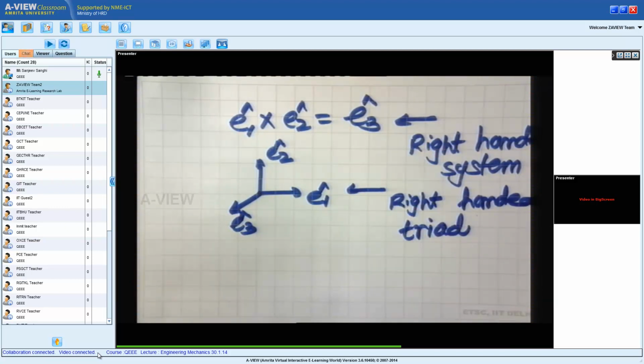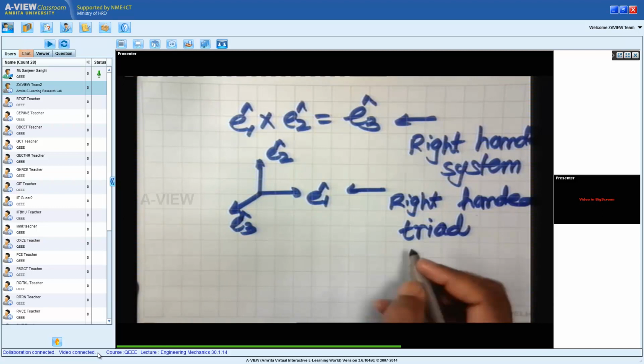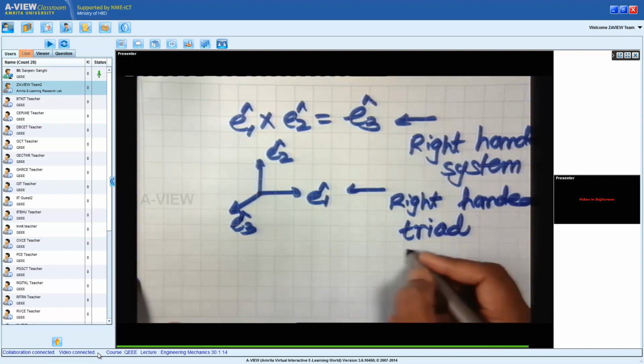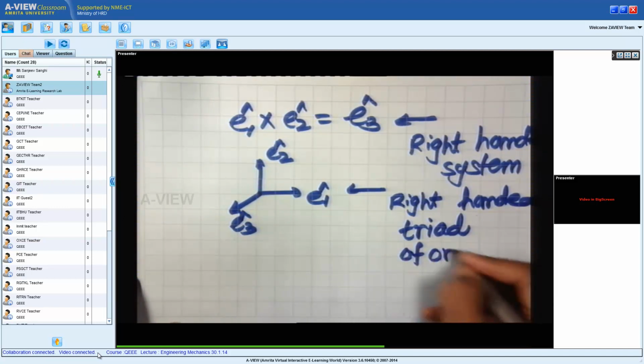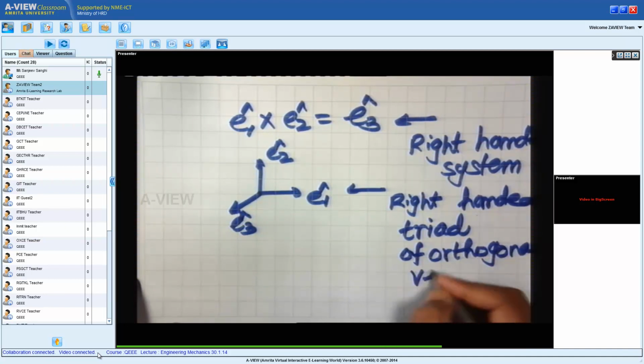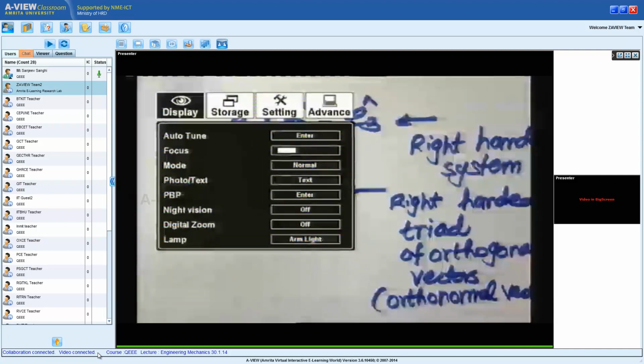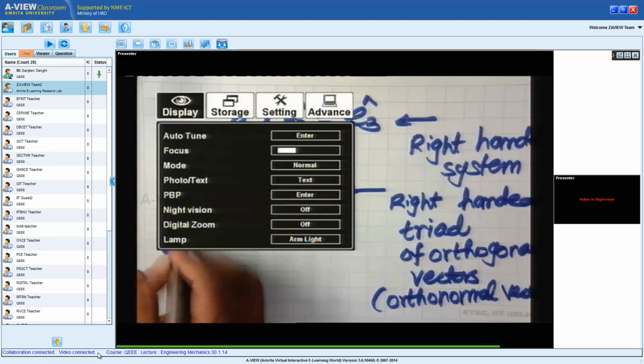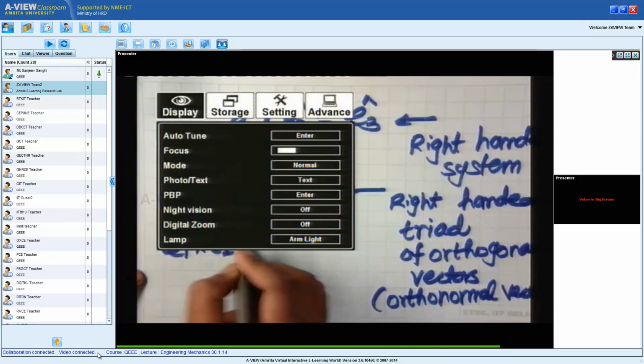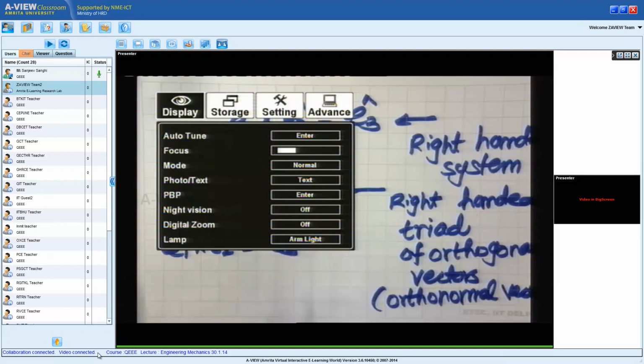And if we are talking of three unit vectors which form a right-handed triad, this is called a right-handed triad of orthogonal vectors, or in fact if they are unit vectors, then we use one word, orthonormal vectors. So this is just terminology. Now what's the meaning of a right-handed triad? As we have shown, E1 cross E2 will be equal to E3. This is just the first thing.